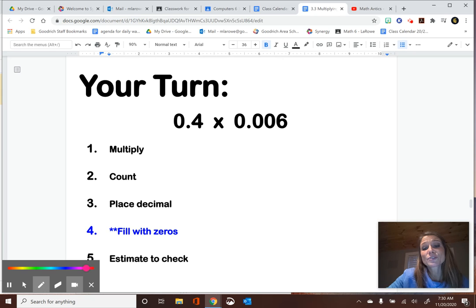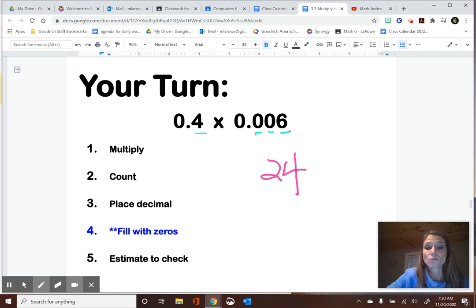So 6 times 4 is 24. But we need to place a decimal in there. If we count 1, 2, 3, 4 total, our answer needs 1, 2, 3, 4 total. So the decimal is going to sit right here.